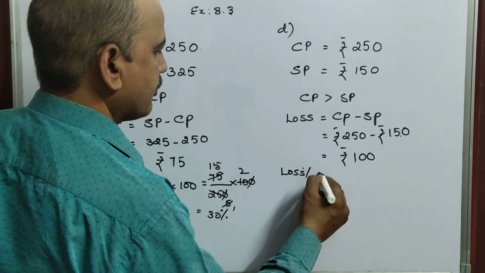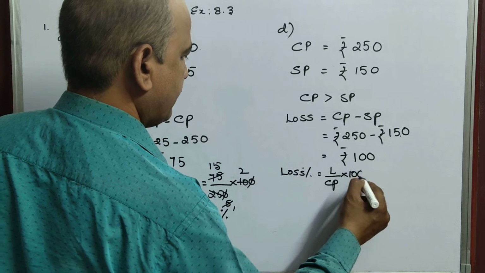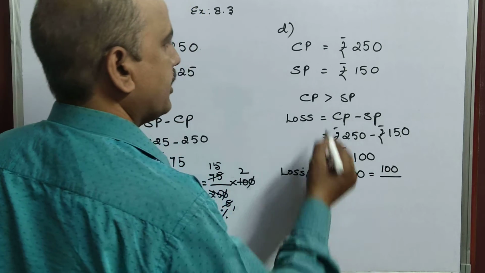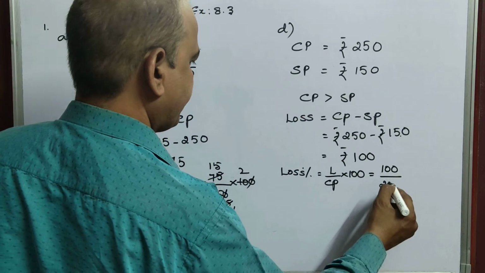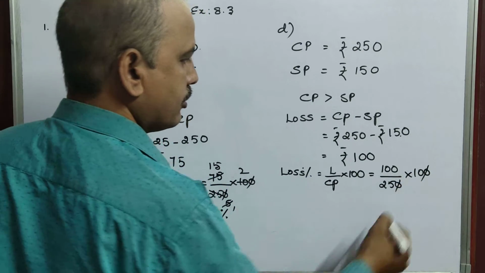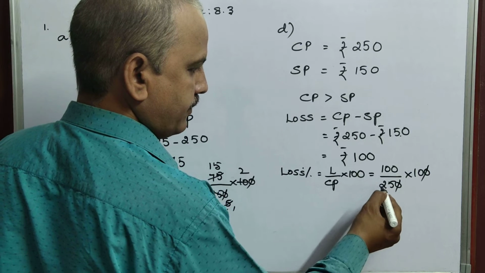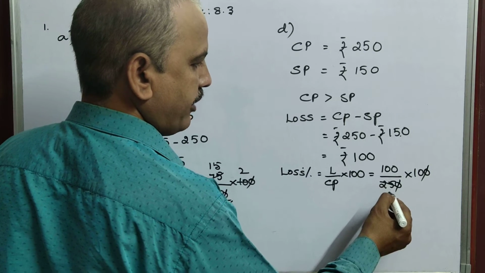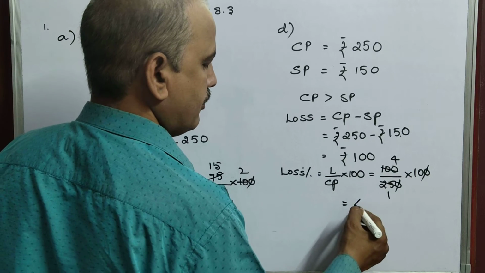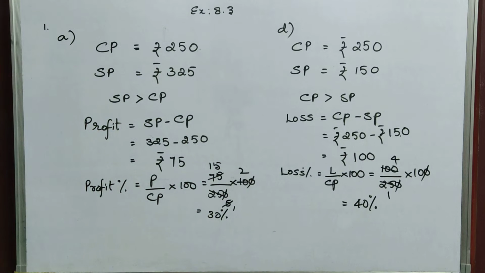Loss percentage equals L by CP into 100. L means loss. Loss how much you got? 100. CP 250 into 100. So the 0s get cancelled. And 5 25s are 25, 25 fours are 100. So 4 tens are 40. So 40% is your loss percentage.